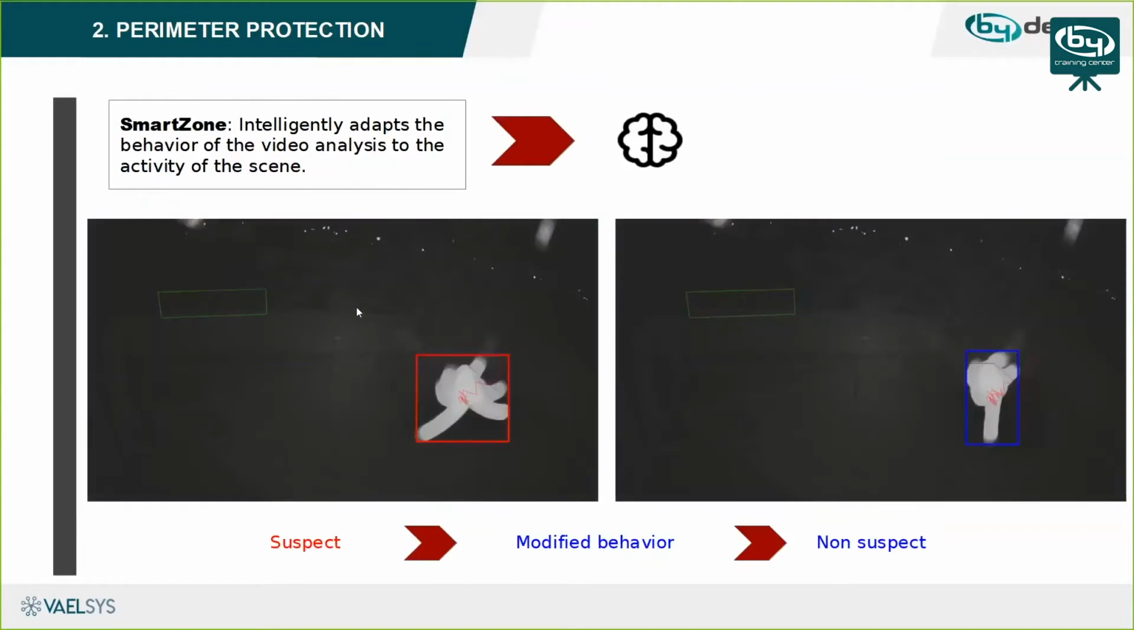Then we have another example. We got the camera lens in the dark. We got the spider, which is a common occurrence. We got the spider climbing in front of the lens, and of course, the system will classify this as a suspect. But with the modified behavior, it can be classified as a non-suspect. You can see how erratic this movement of the spider is, which helps the system classify it as a non-person, as a non-suspect.